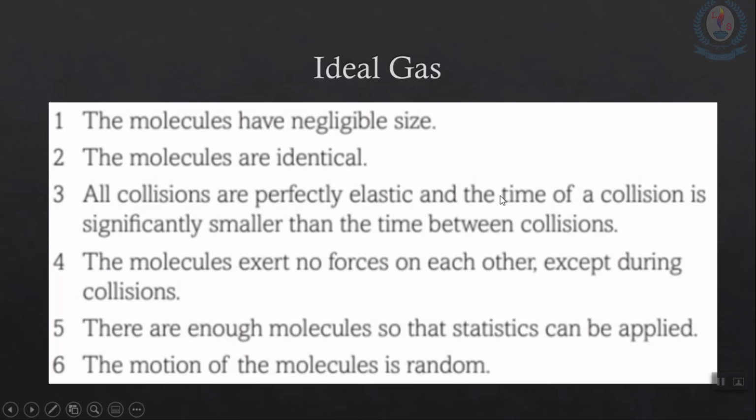Because of this statement, the time of collision is significantly smaller, only then can we say molecules exert no force on each other, because they are not being close to each other for a long time. So no electrostatic repulsive forces would occur. There are enough molecules so that statistics can be applied. That is, we calculate the mean square speed, average mean square speed, average kinetic energy. All those things can be done when we have enough molecules, and we know that the motion of the molecules is random.